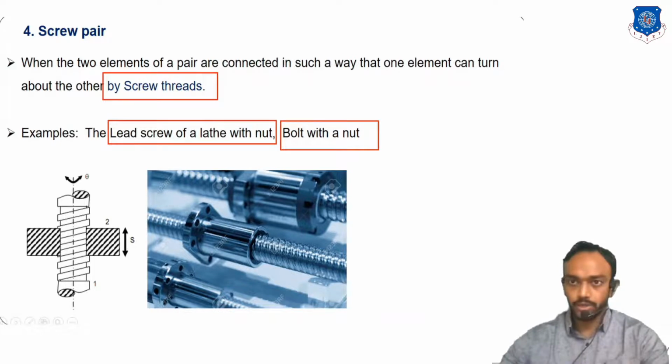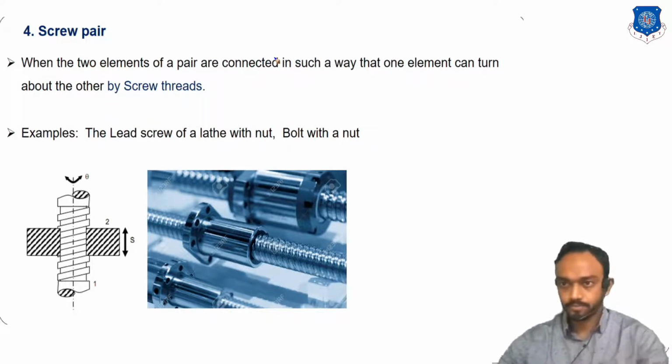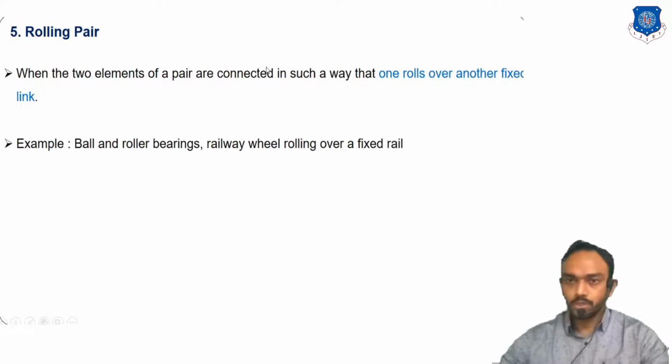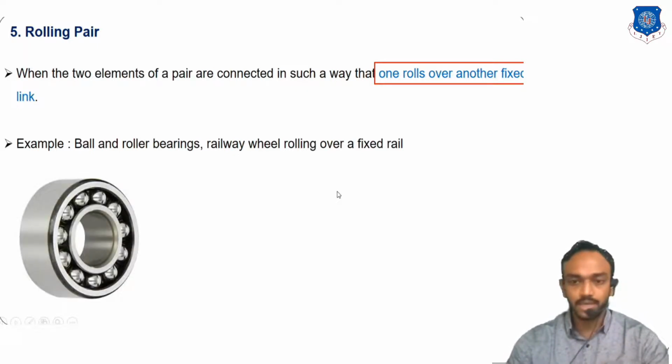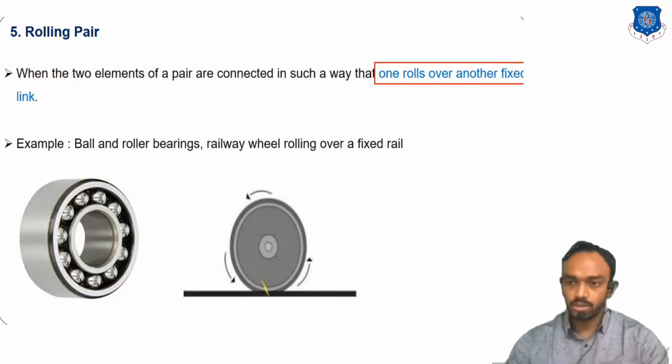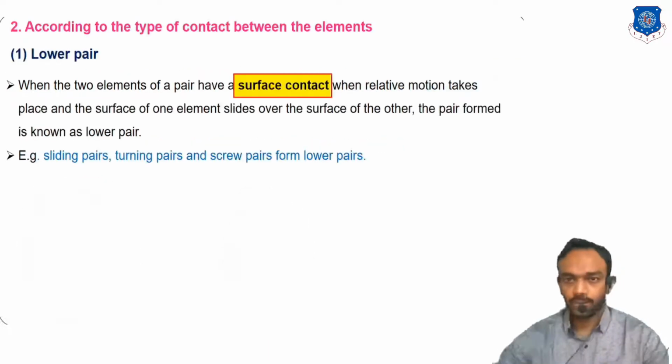So we are going to the next type of pair. So it is a rolling pair. Two elements of a pair are connected in such a way that one can roll over the other fixed element. Means one is fixed, and above that one element is rolling. As an example, a ball bearing, in which balls are rolling on a fixed base, or the railway wheel which is rolling over the rail, okay. So these are the two examples of a rolling pair, means one is rolling over the other, okay.